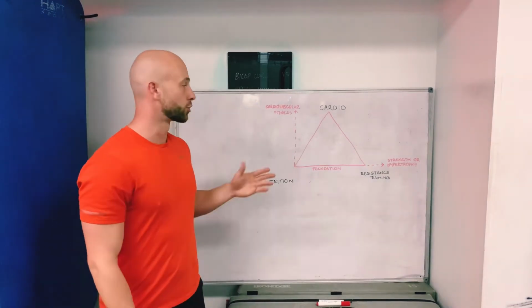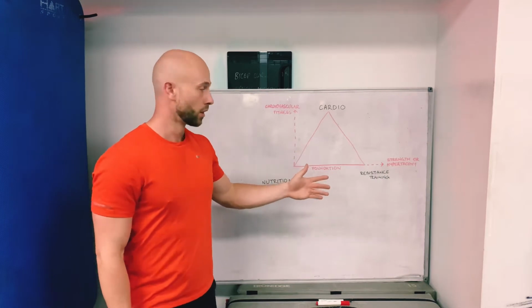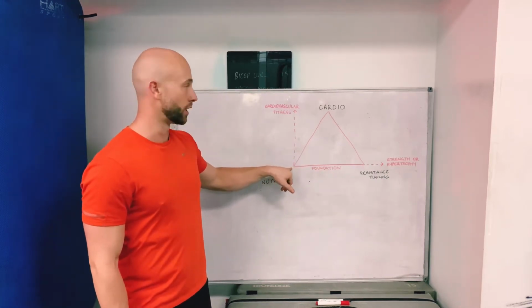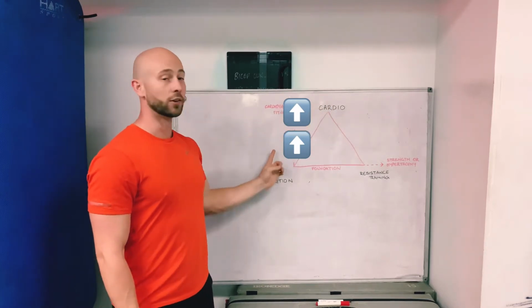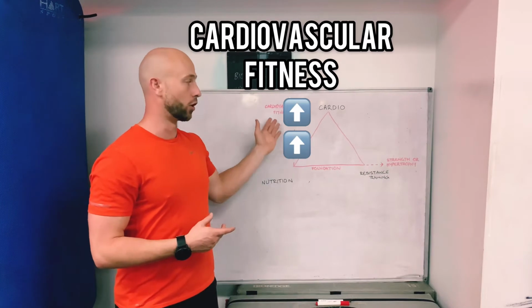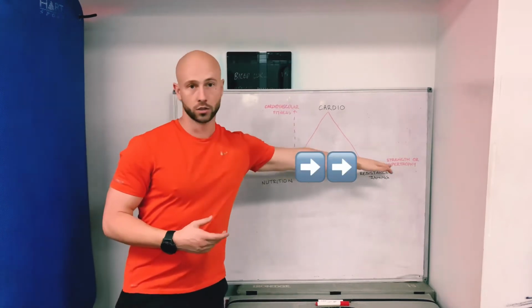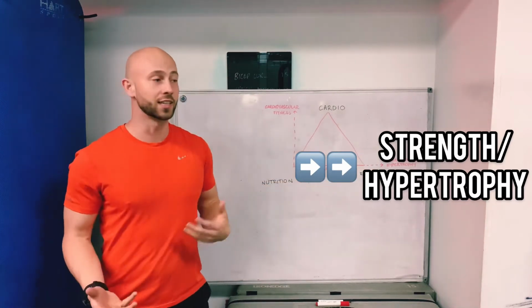Before we go into the triangle that I've drawn up here, I'm going to focus on the X and Y axes. So starting at the 0 point here, if we're going up towards the cardio side, we're enhancing our cardiovascular fitness, or that should be the main goal. If we're going across the other axis here, we're focusing on strength or hypertrophy of the skeletal muscles for our body.